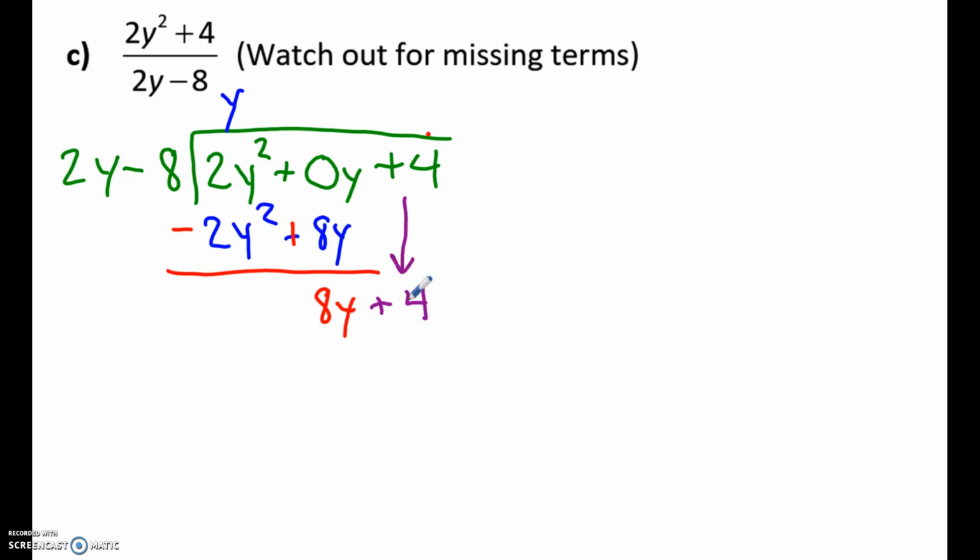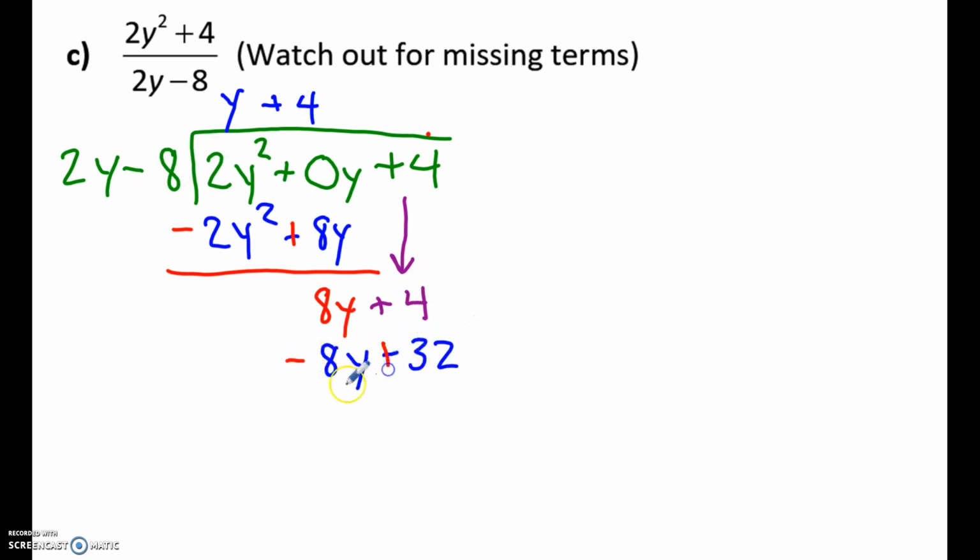Okay, we then go back and repeat the process. What would I have to multiply 2y by to get 8y? That would be plus 4. 2y times 4 is 8y. Negative 8 times 4 is negative 32. And now we're going to subtract.